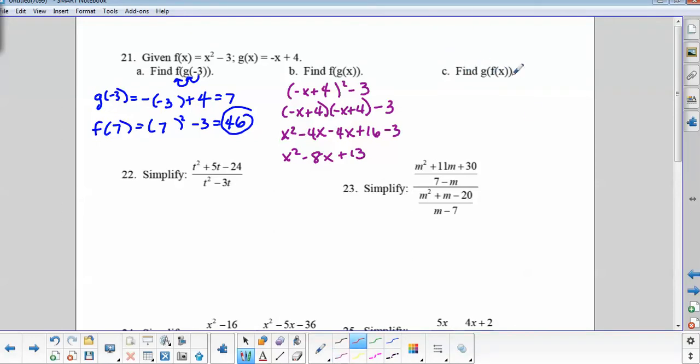Okay, the next one is g of f of x. So this time your outside function is g, which is right here, so it's negative something plus 4. And then you want to put into function g function f, which is x squared minus 3. So distribute the minus, you get negative x squared, and then negative makes plus 3. And then combine like terms.